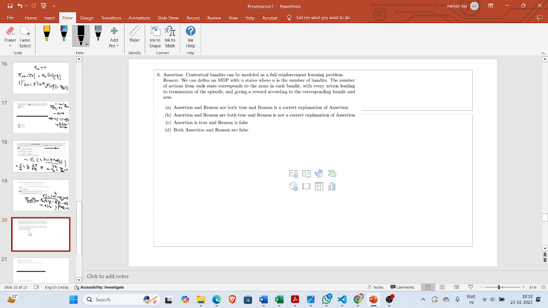Contextual bandit can be modeled as a full reinforcement learning problem. Yes, but only if the future states do not depend on the previous states. We can define an MDP with n states, and the number of actions from each state corresponds to the arms, and with each bandit every action is termination of the episode and given a reward according to the corresponding arm. Every action leads to termination of the episode, which means that it does not impact the future. So these two both are correct. Okay, so the answer is A.